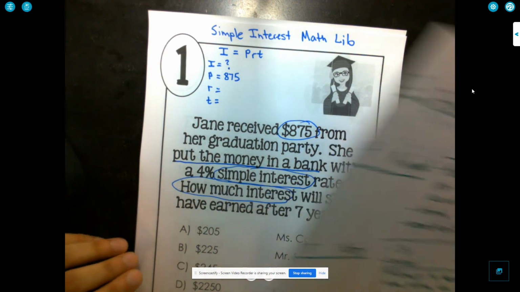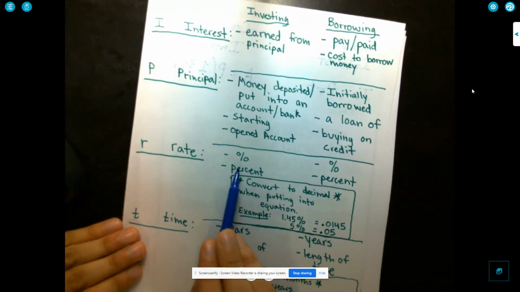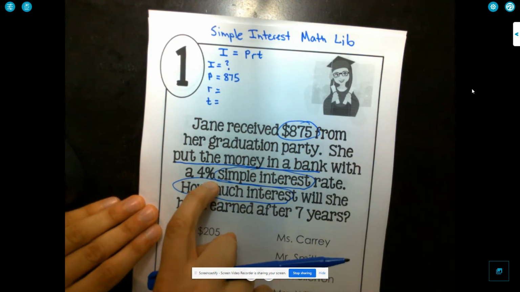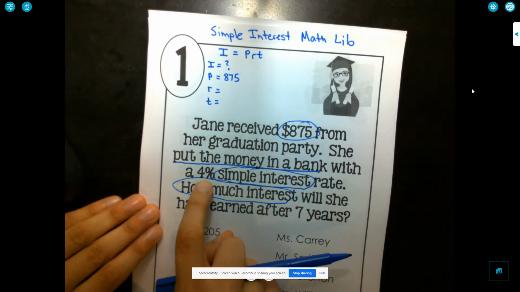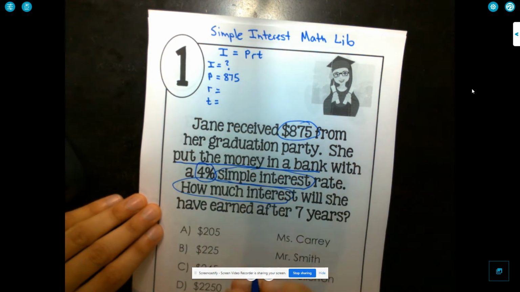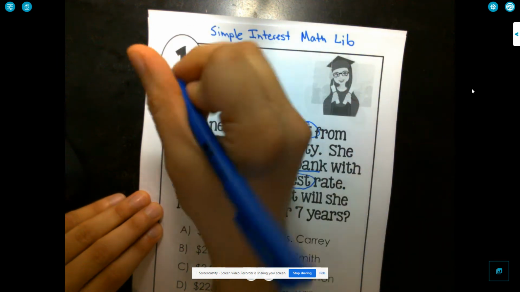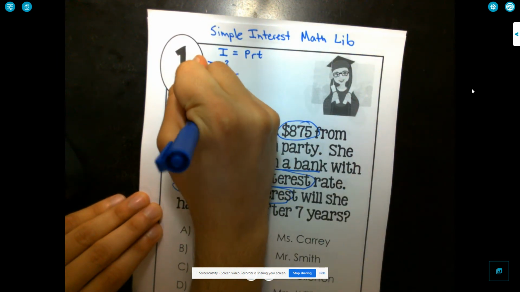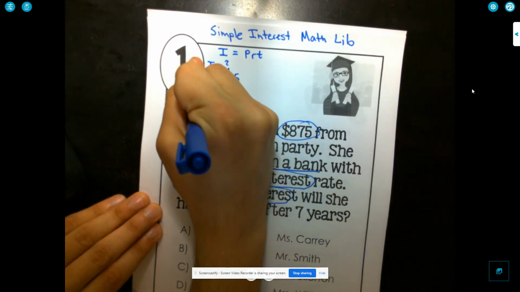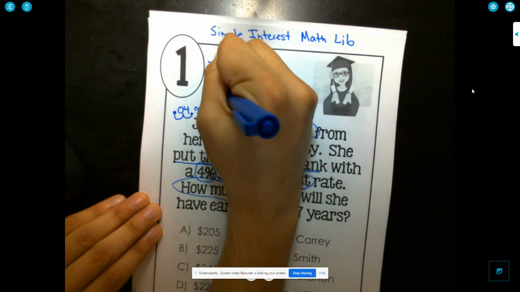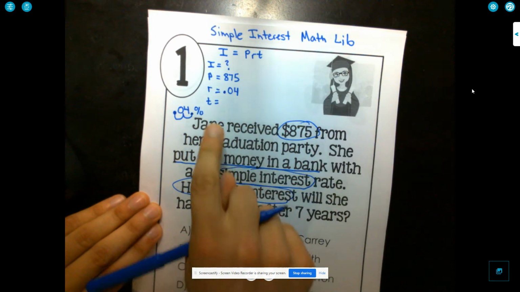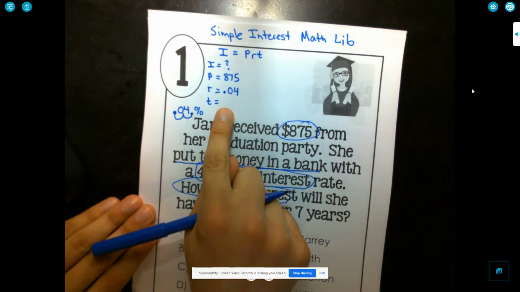Now we have our rate. Rate is expressed as a percent, so we need to look for a figure that has a percent. Sometimes they might spell out the number, they might spell out percent. So it's 4%. However, remember 4%, we have to convert it into a decimal by going 2 decimal spaces to the left and get 0.04. So 0.04 is what we'll be putting into the equation.